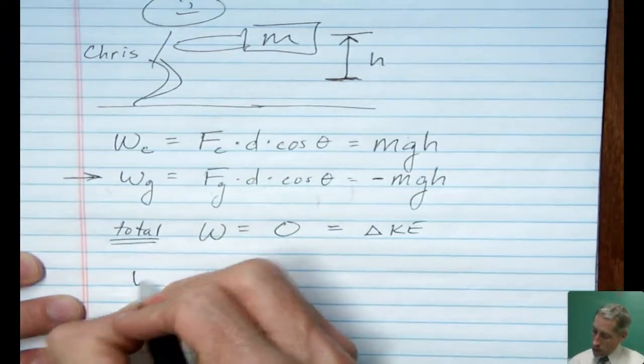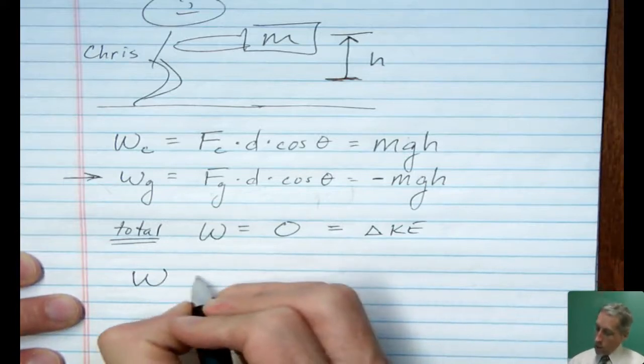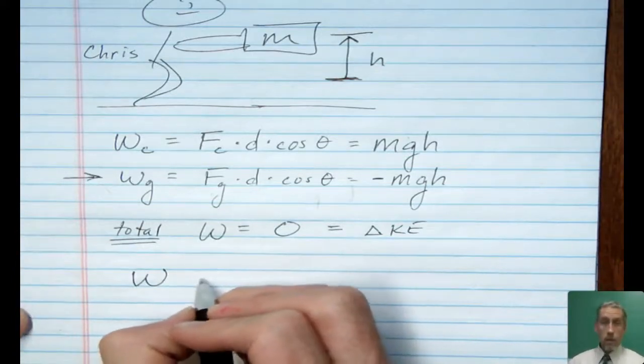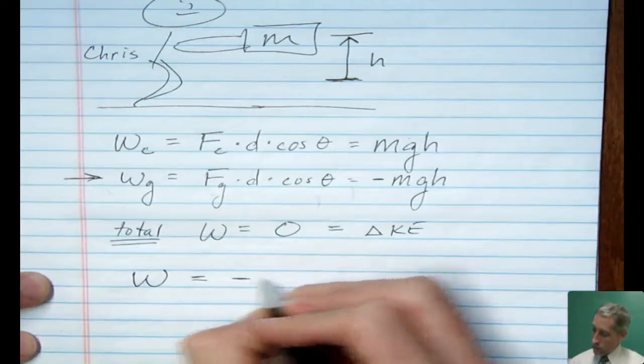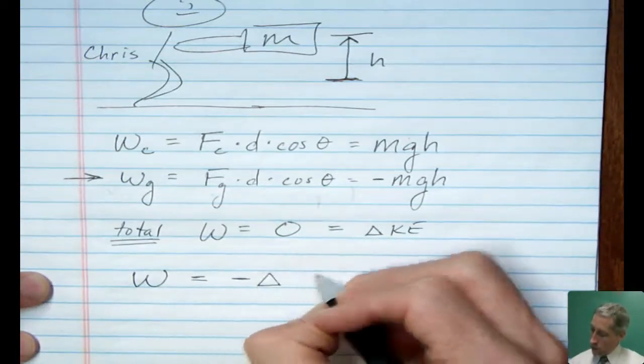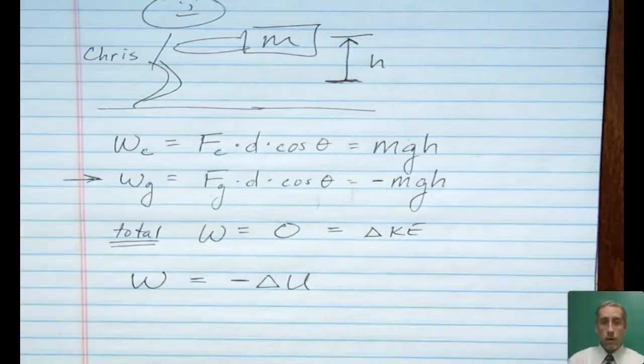Well, here's another important relationship. The work done by one of those forces, that could be gravity or springs, is equal to the negative or the opposite of the change in potential energy.